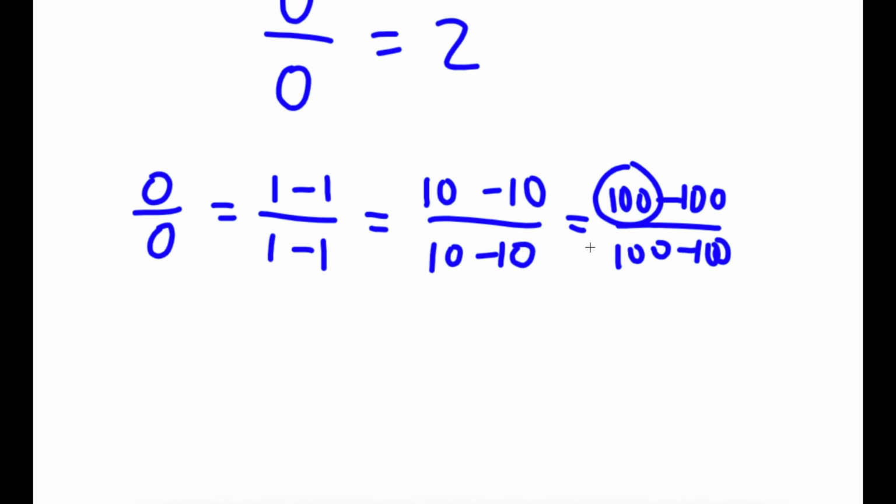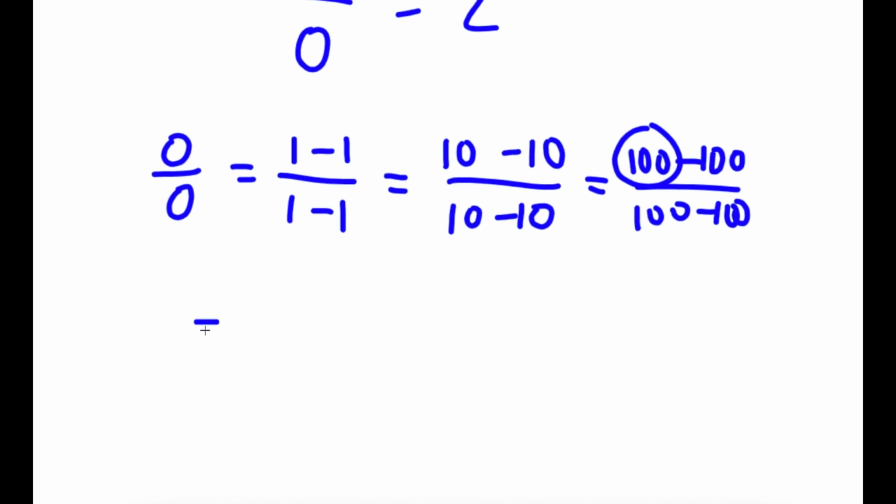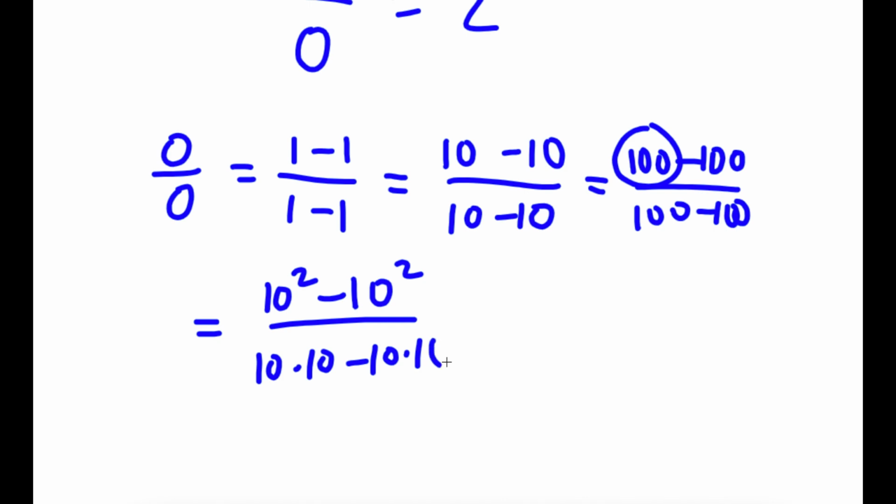So 100 is the same thing as 10 squared, right? So this is the same thing as 10 squared minus 10 squared for our numerator, because 10 squared is 100. And for my denominator, 10 squared is the same thing as 10 times 10, so I'm going to write 10 times 10 minus 10 times 10. And this is again equal to 0. This is still 0 over 0.